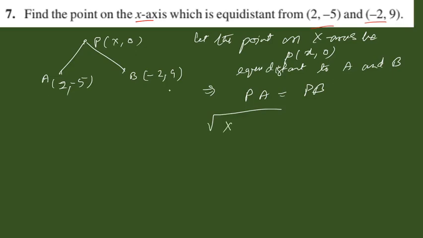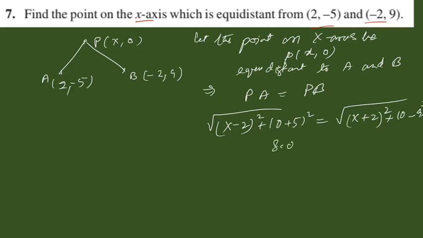I will get, always like to write the variable first, root of x minus 2 whole square plus 0 minus, in the formula, plus 5 whole square. What about here also, root of x minus of minus, plus 2 whole square plus 0 minus 9 whole square. See here it is 9. Now I do the squaring on both sides so that this root will go.